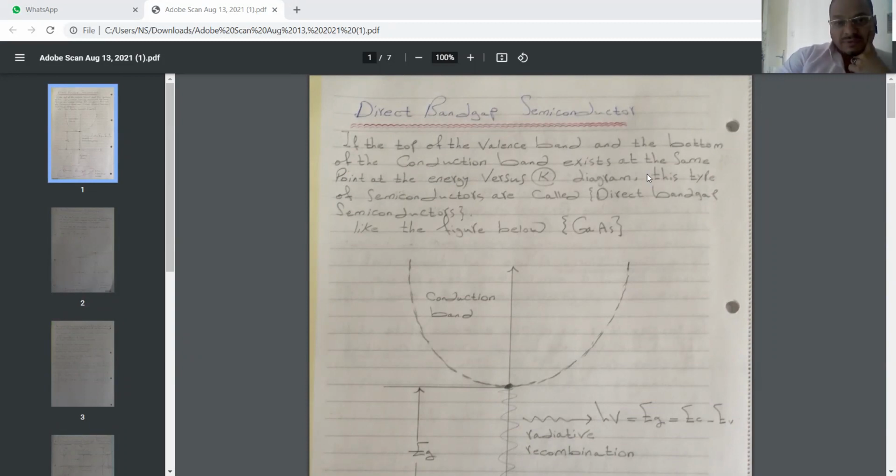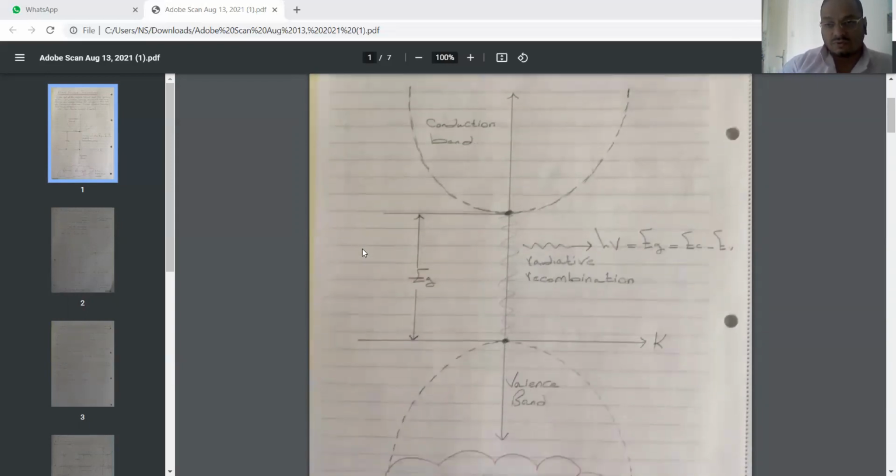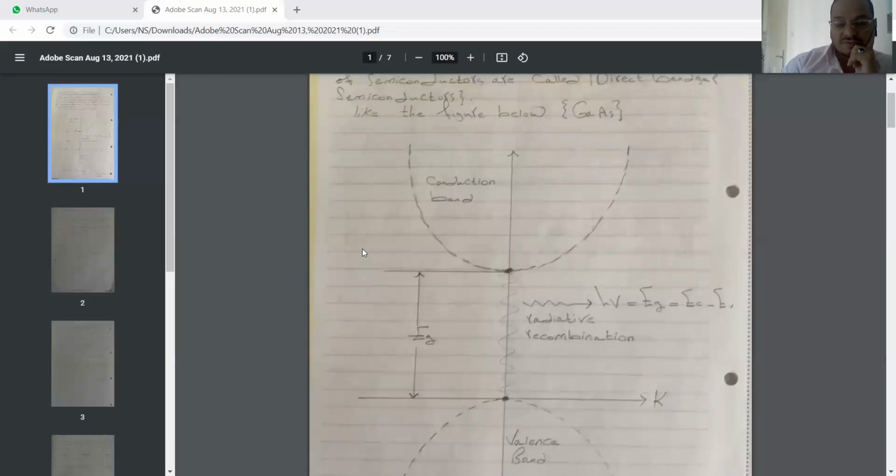I will start by explaining the most important thing, talking about the direct bandgap semiconductor. Like I said before, we have two kinds of bandgap semiconductor, direct and indirect. We will know why we have these two kinds, and what the important difference between them is. Let's talk about the direct, like this figure below. This will be the most important thing to understand all this information clearly.